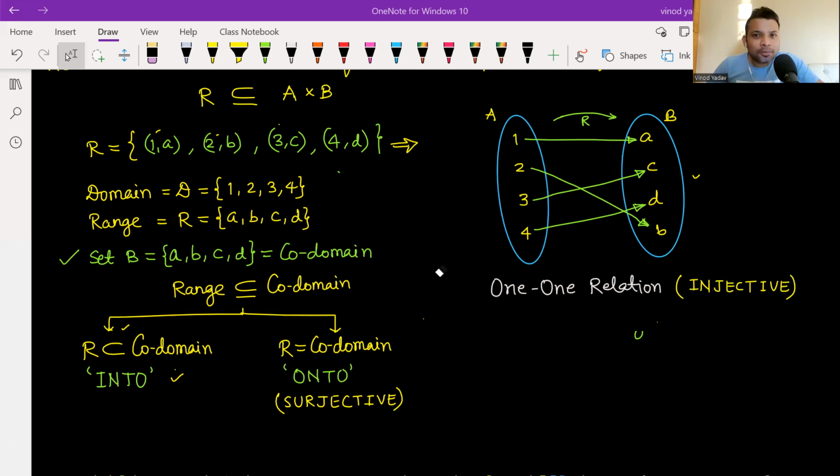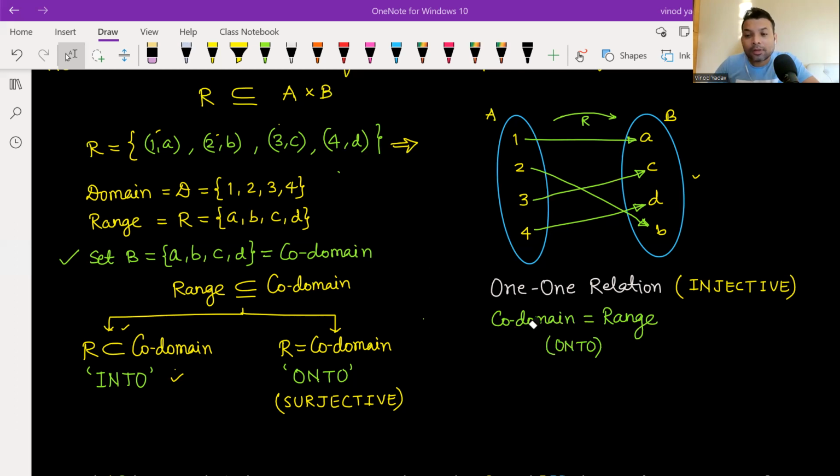Also, you can observe here that every element of set B got connected to an element of set A. Means here the codomain, that is set B, and the range both are the same, isn't it? So codomain was ABCD. Range is also ABCD. Both are the same. So improper subset, right? So here, apart from being one to one, this is also onto. Can I say this is also onto? Yes.